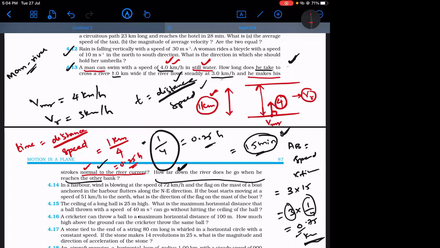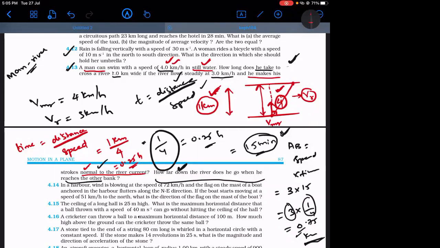Sir, but he doesn't move in a straight path, right? So how can we take it? He is moving in this direction. What is the speed? I'm talking about speed. What is the magnitude of velocity in the direction in which the distance is covered? Is it not 4? I'm talking about the direction of the displacement. He's covering the vertical distance. I understand what your doubt is. He's going here, so why did I take that 4? Am I right? That is your doubt.